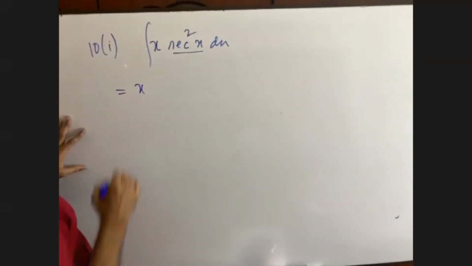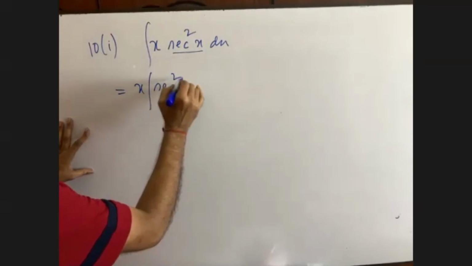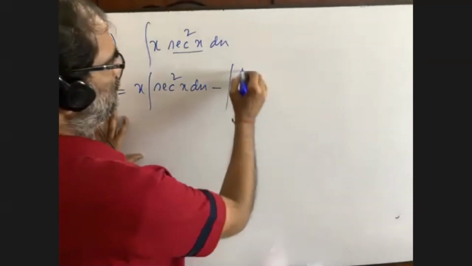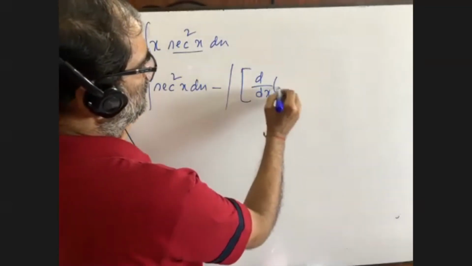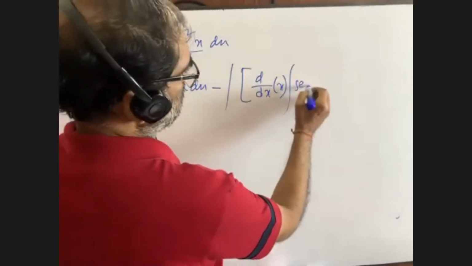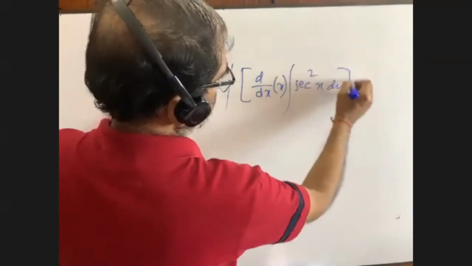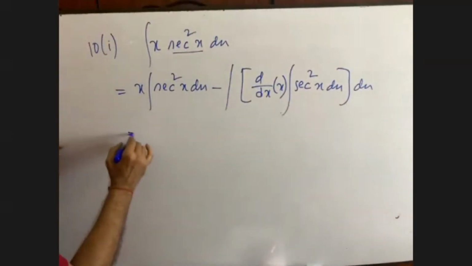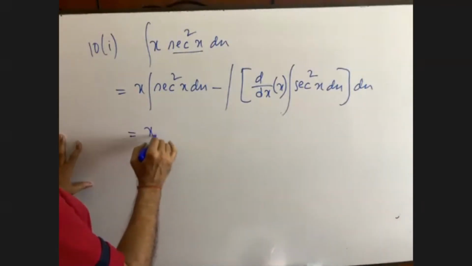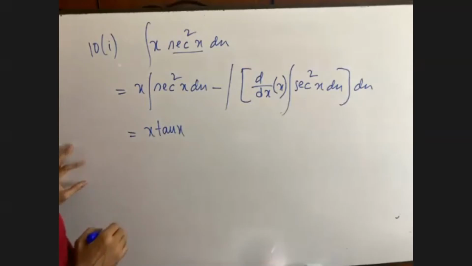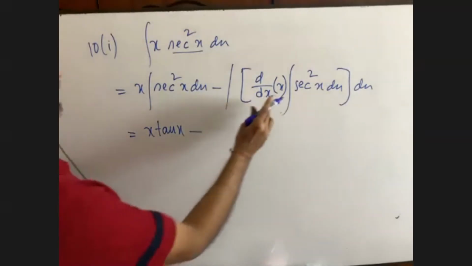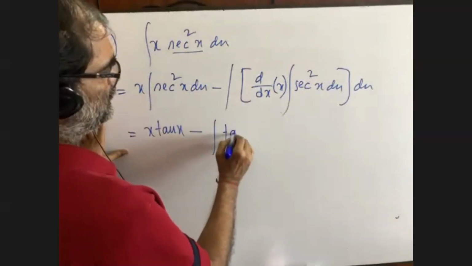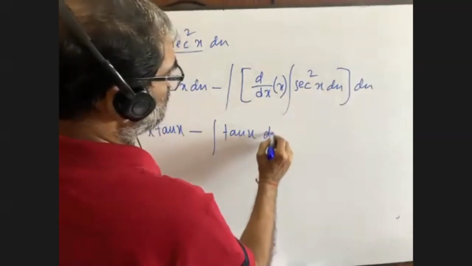You see, this is x times the integration of sec square x dx, minus the integration of [d by dx of x times the integration of sec square x dx] dx. Now let me know, please: sec square is equal to what? Tan x, right? Minus, it is 1, we don't have any function. Integration of sec square x is tan x. Now it is dx.